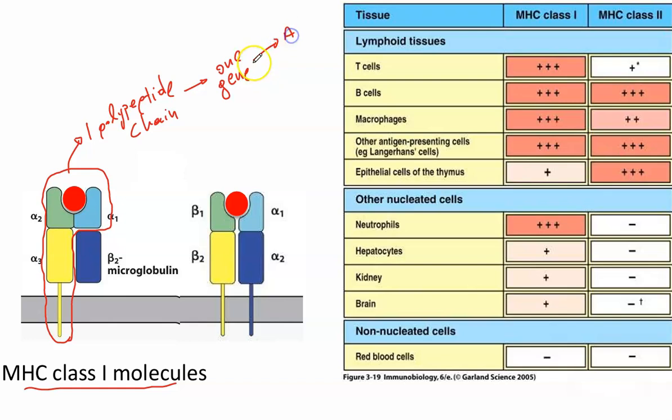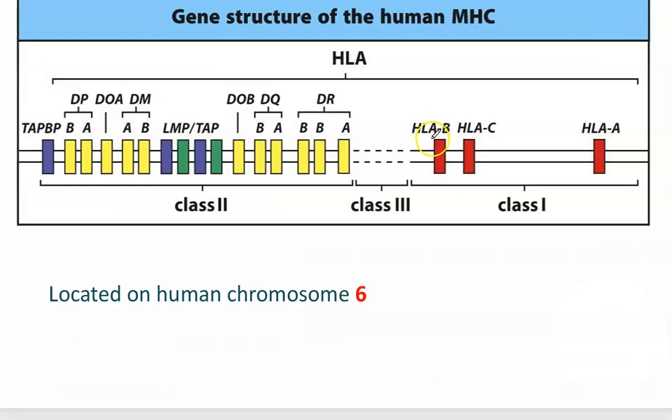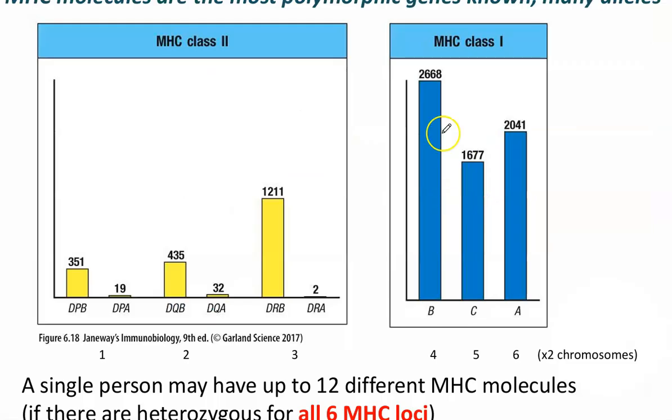Three different genes, A, B, and C, encode the alpha polypeptide chain of the MHC class 1 molecule. These three genes are shown here, the B, the C, and the A on human chromosome 6. Also consider that each of these three genes has multiple alleles, so there are lots of alleles for each one of these. And here is the number of different alleles for each one of these genes.